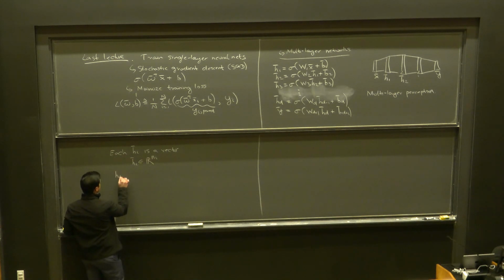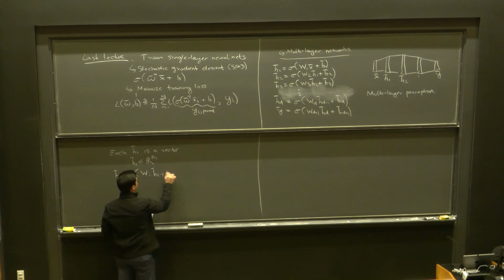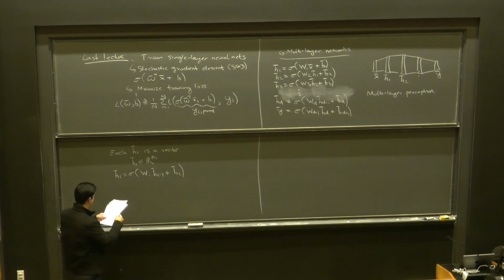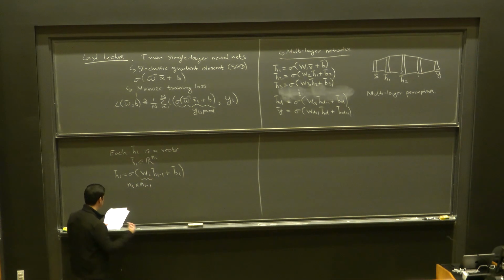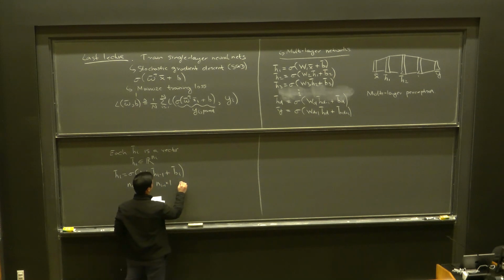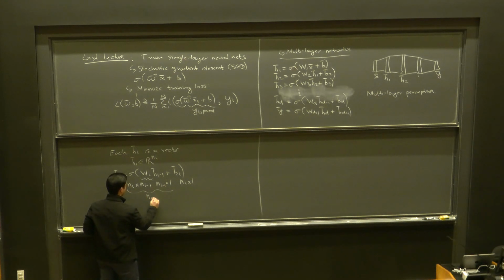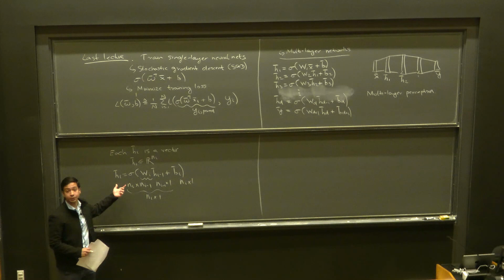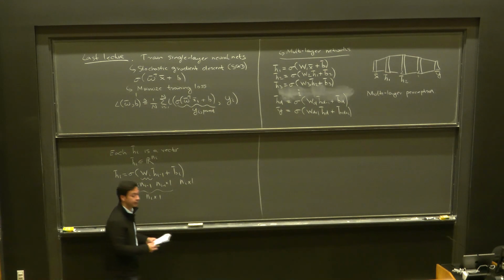So each Hi is sigma of Wi Hi minus 1 plus Bi. So Wi has dimension Ni times Ni minus 1. Hi minus 1 has dimension Ni minus 1 times 1, and then Bi has dimension Ni times 1. So you can think of Bi as a column vector. So this gives you Ni by 1, and that's the dimension of Hi. And you can potentially have different dimensions for each of the hidden representations until you get to the output layer.